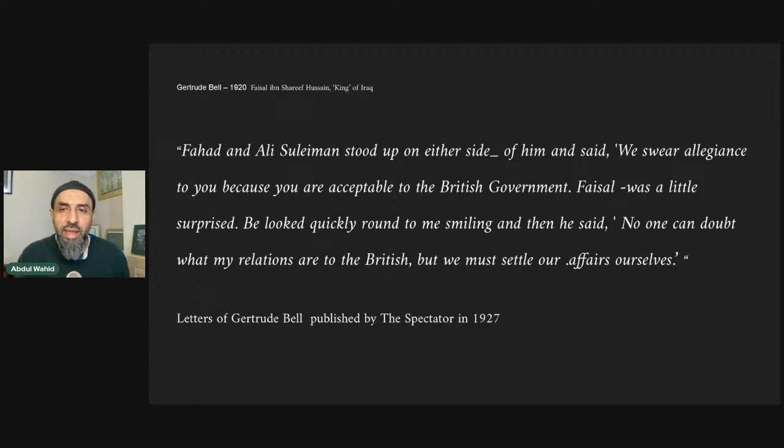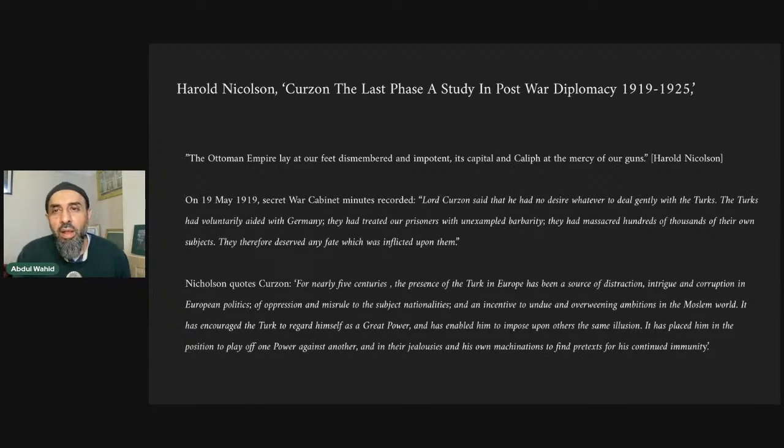And when they did that, they actually gave their conditions to swear allegiance to Faisal because you are acceptable to the British government. There was no heart in it, no loyalty to it. Gertrude Bell comments that Faisal was a little surprised and looked round to her smiling and confused and said, no one can doubt what my relations are to the British, but we must settle our affairs ourselves, as if to say, come on guys, you've got to let me be the ruler, as if that was ever going to happen.